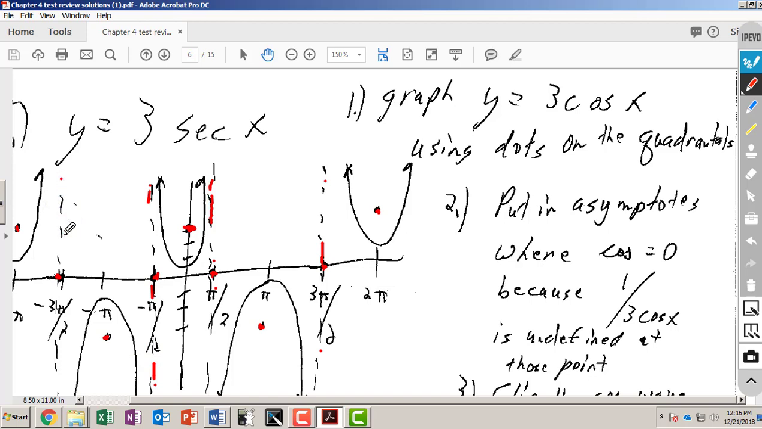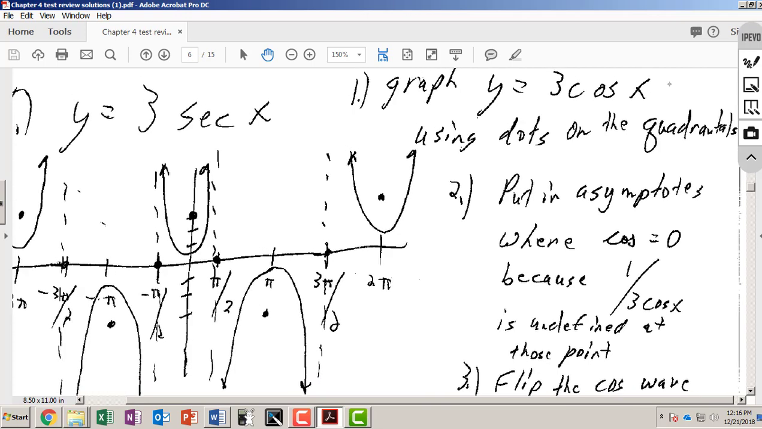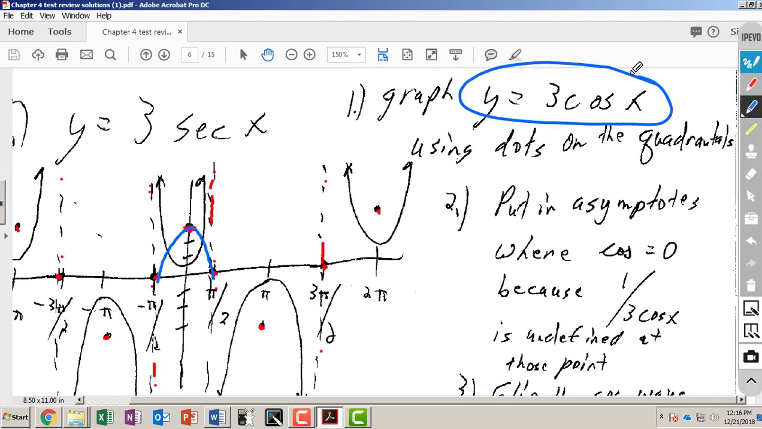The focus isn't working too well, getting my dots in there. But when I go to draw in my cosine wave, normally my cosine wave would look like this. So I need to go ahead and flip it for my secant. Remember, when you're graphing the secant, you're going to graph its reciprocal, which is positive 3 cosine of x. And you just literally flip the graphs. And so this is what it's going to look like.